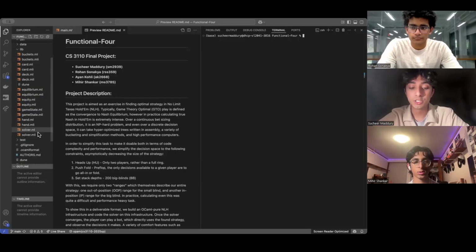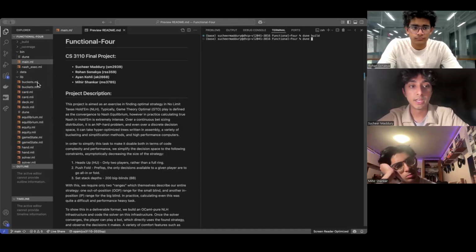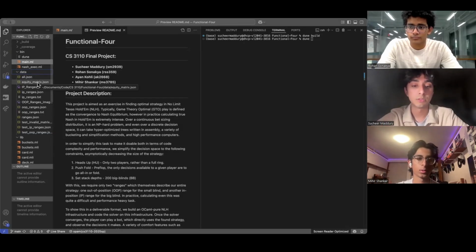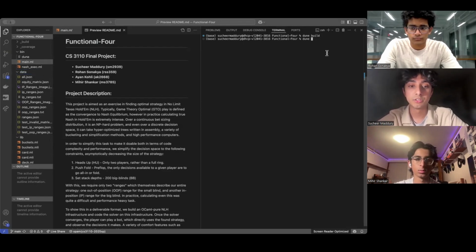The first thing we need to do is actually calculate the equilibrium strategy. Currently, if we go into data, we have an equity matrix, which contains all of the preflop equities between different types of matchups. I think it has a couple thousand in there. If you wanted to calculate those yourself, you would just delete this matrix and then the algorithm would calculate it again. But to save time, we've already calculated it. To calculate it, you would run Nash exact, which we're about to do. But if we already have the matrix, then it won't calculate that specific portion again.